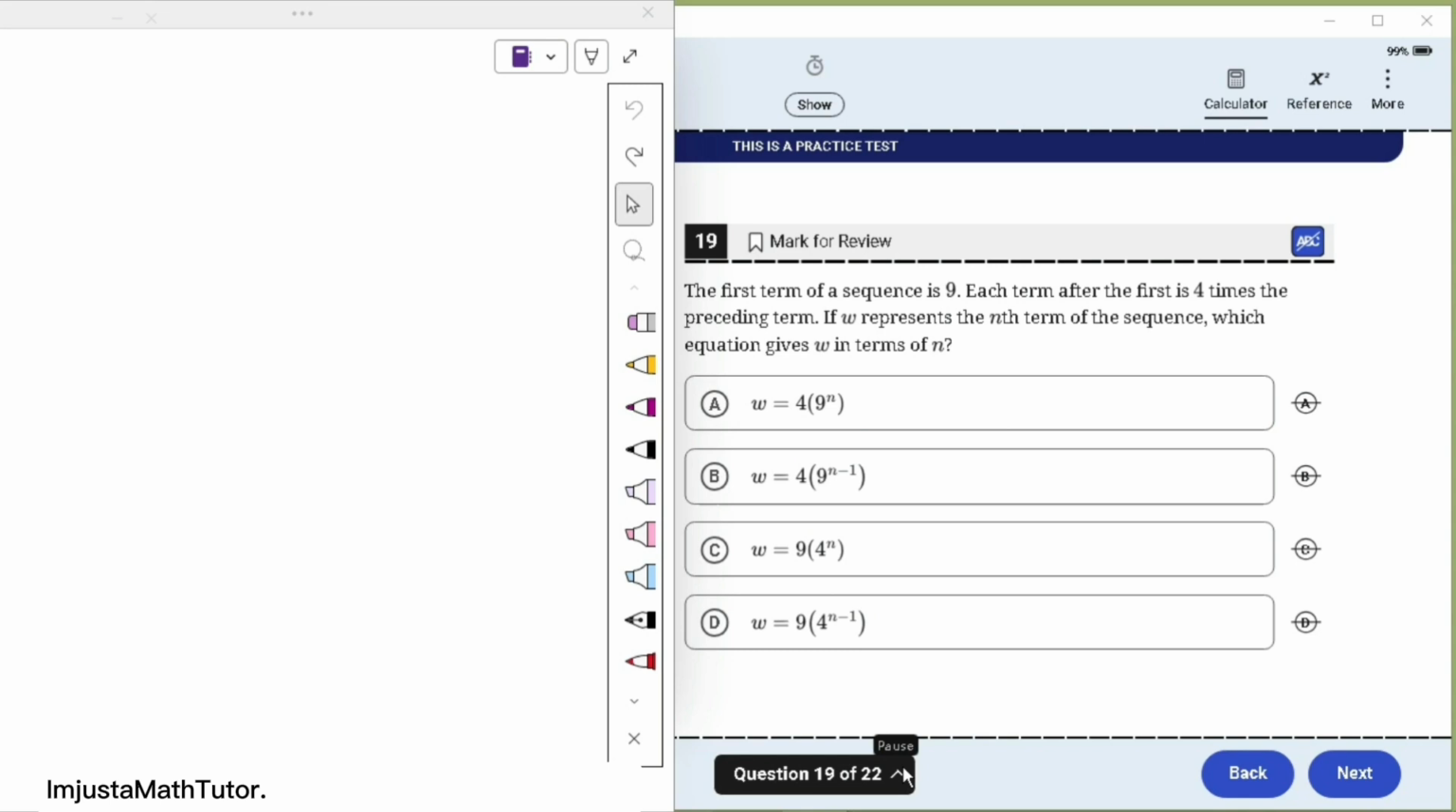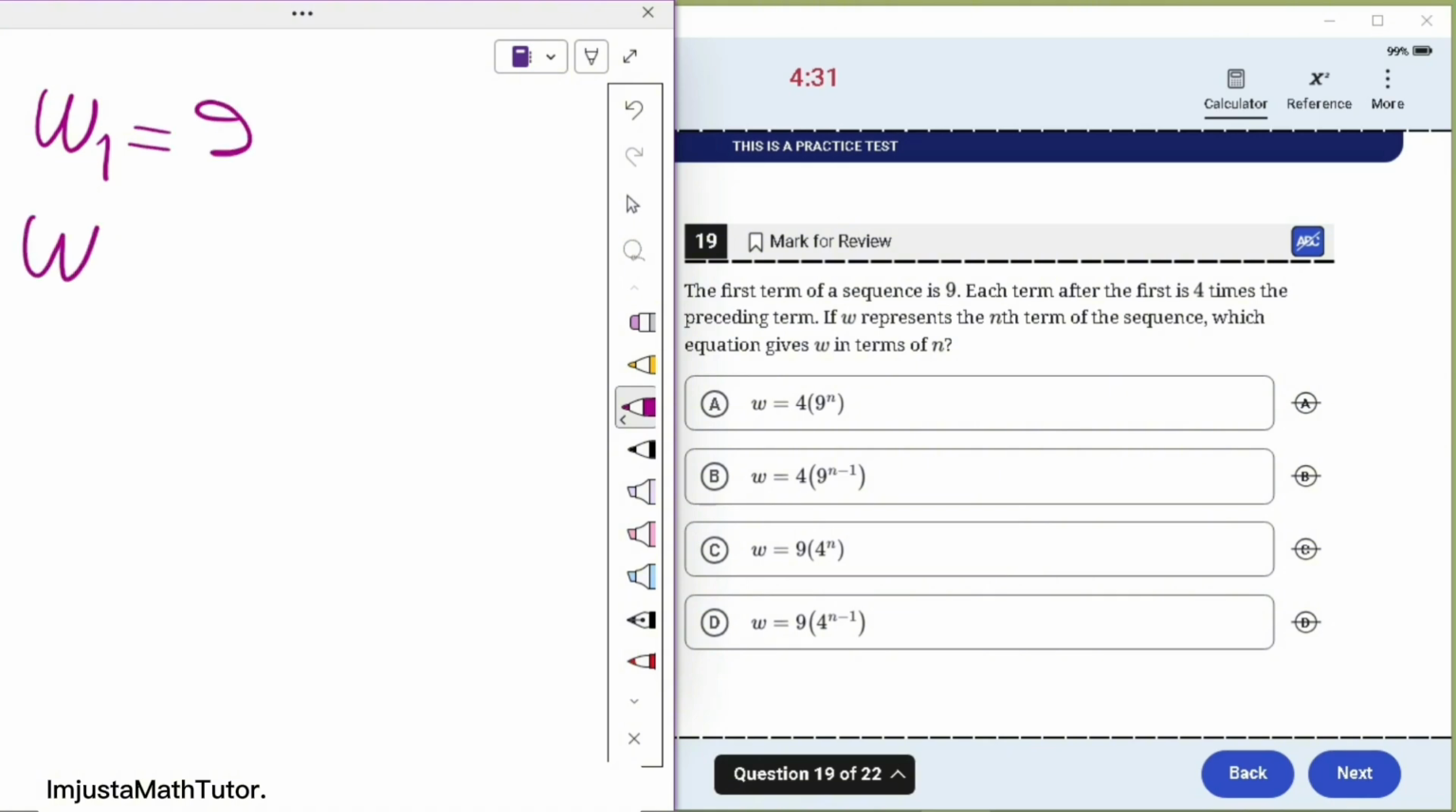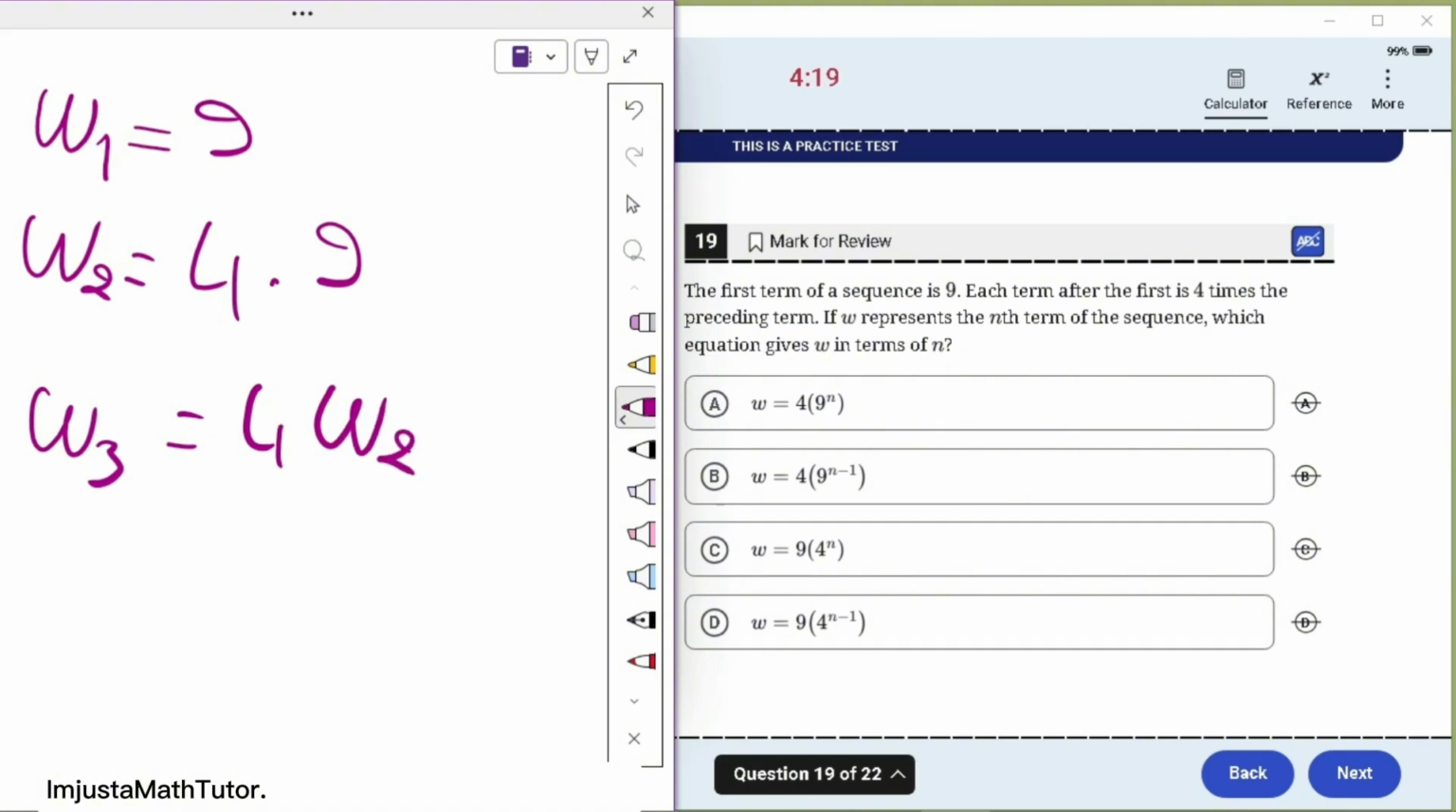The first term of a sequence is 9. Each term after the first is 4 times the preceding term. If w represents the nth term of the sequence, which equation gives w in terms of n? So if the first term equals 9, what is the term after it? From the text, we know that w2 is 4 times the preceding term, so 9. Now for w3, it's 4 times the preceding term, w2. And for w4, it's the preceding term times 4, which is w3.